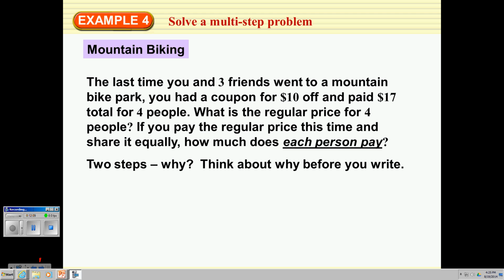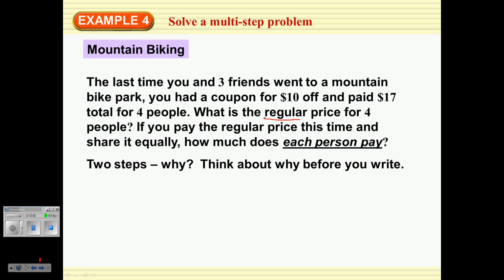This is a 2-step problem, and why? Why is it 2 steps? And I want you to think about that before you write. Think about why it's 2 steps. Okay? Hopefully you can come up with an idea. Okay? The first thing, I'm just going to tell you why. The first thing says, the last time you went, you had a coupon and you paid $17 for all 4 people. Okay? So, first of all, you have to find what the regular price for 4 people is. And then, if you pay that, how much would each person pay? So, you have to find this information to find this information. So, it's a double-step problem, and that would be why.